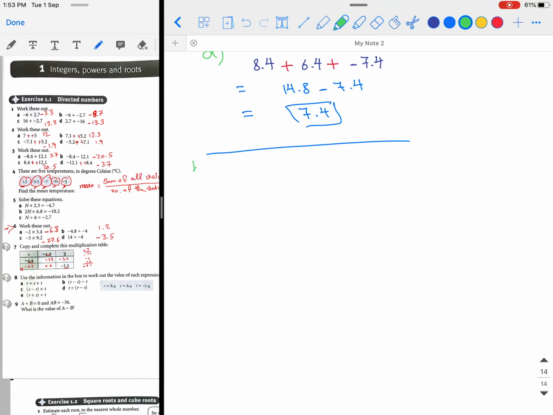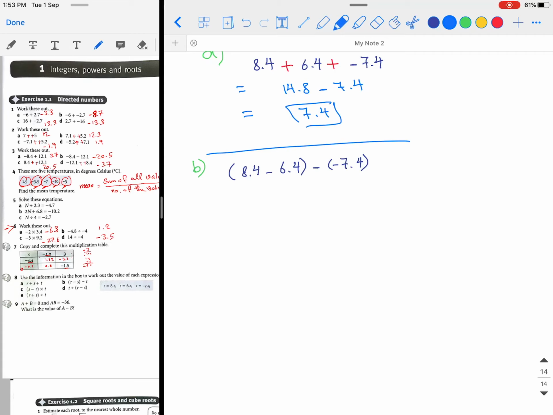Okay, letter B. We need R minus S between brackets, all minus T. So R minus S means 8.4 minus 6.4. All minus T, T is negative 7.4. So how can I answer this? Simply, whatever is in brackets, do it first.